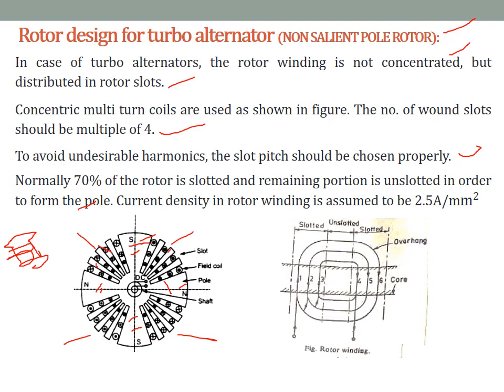So this is actually the rotor stamping. There are no physical poles existing, because this portion is unslotted. This is the slotted portion, where windings are arranged and embedded. Because of that, it behaves like a north and south pole. You can see here, this is the unslotted area, this is the slotted area, and this is the overhang. Current density in the rotor winding is assumed to be 2.5 amps per mm square.